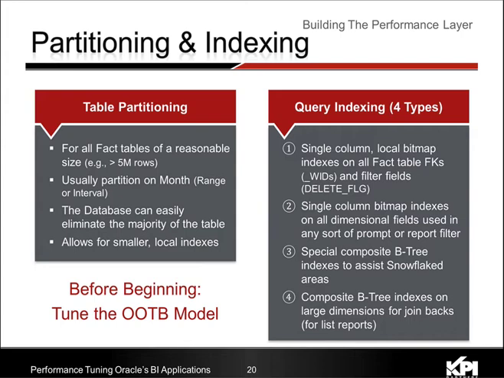On the indexing side, the key thing is on our fact tables, all foreign keys, in other words, our underscore WID columns, should have single column local bitmap indexes. That's mandatory. You should always have that. We want to have single column bitmap indexes on dimensional fields where we're doing lookup. So anything that's in a prompt or a filter, we want to put a single column bitmap index. There's a couple of special cases here where snowflake models exist where you need a complex composite index, but generally that's not the case. And then sometimes for list reports, we may actually use a large B-tree index for join backs to large tables when we're getting a lot of data fields.